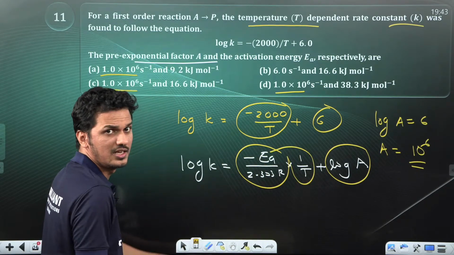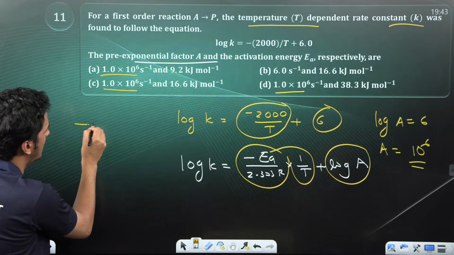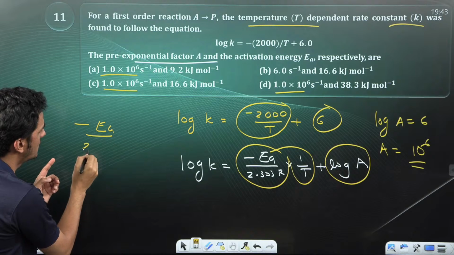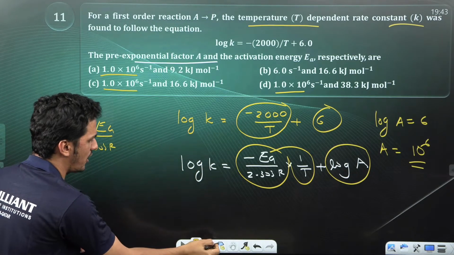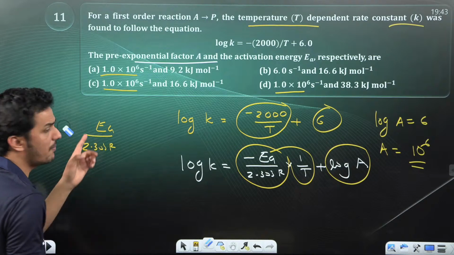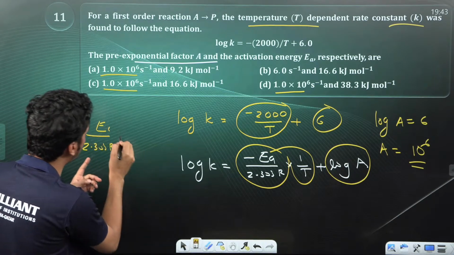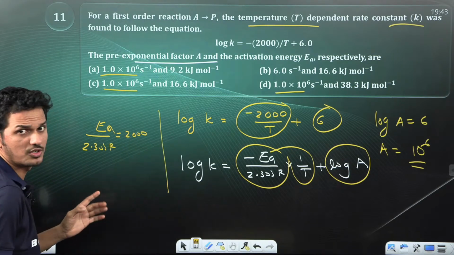into 1 by T. So here this T is common, and the remaining we can relate. Minus EA by 2.303 R. That minus is also common, so we can avoid that minus, no problem. EA by 2.303 R is equal to what? That is equal to 2000.